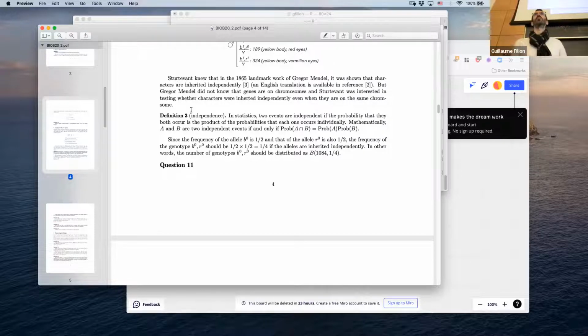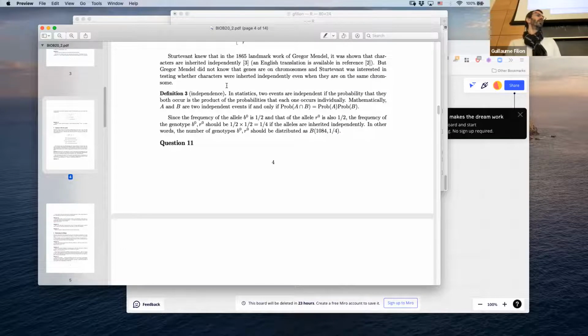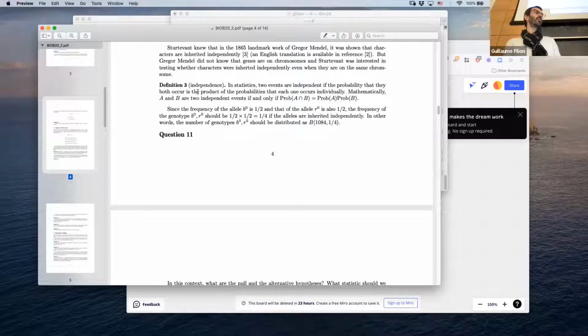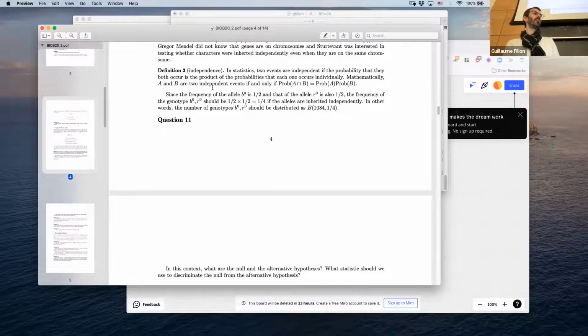Okay, so was Mendel wrong? Maybe. And the answer is, of course, he was wrong. We just could not know that genes were on chromosomes. So, independence in statistics: two events are independent if the probability that they both occur is the product of the probabilities that each one occurs individually. Mathematically, A and B are independent events if and only if the probability of A intersection B is the product of their probabilities. The probability that they both happen at the same time is just the product of each of them.